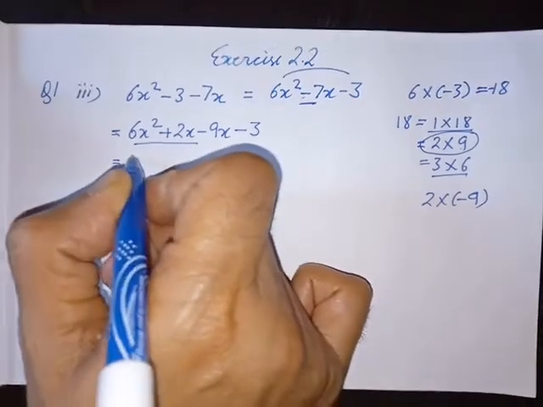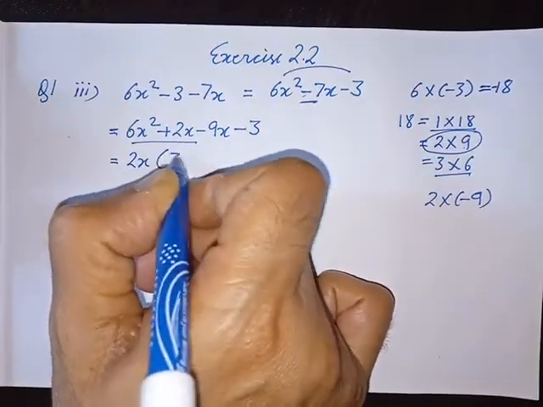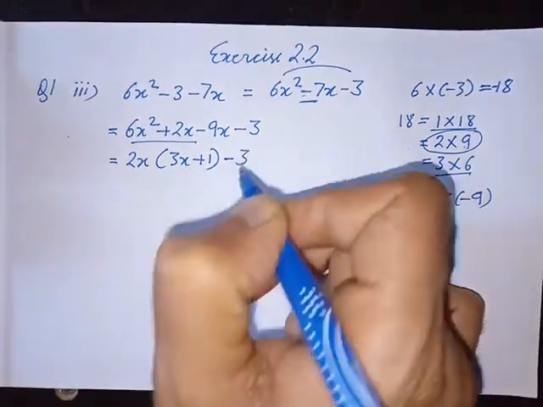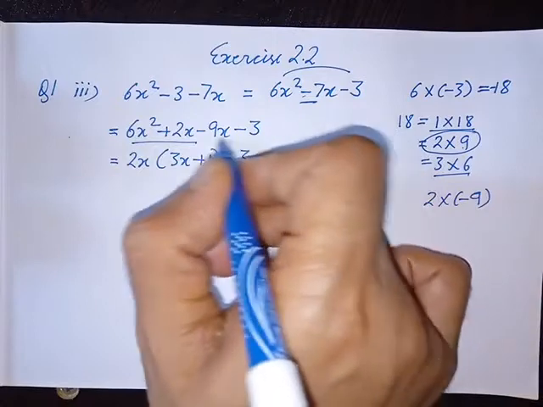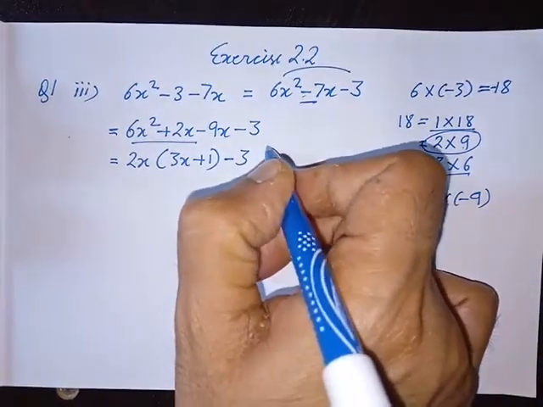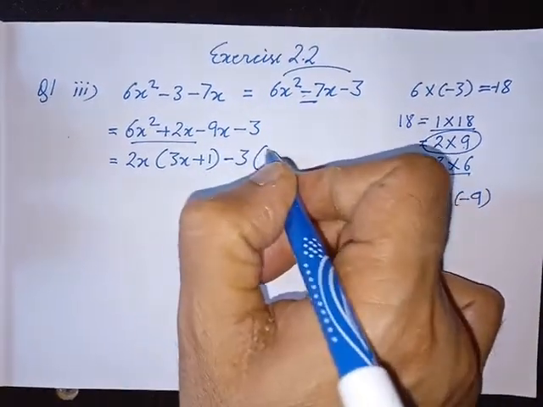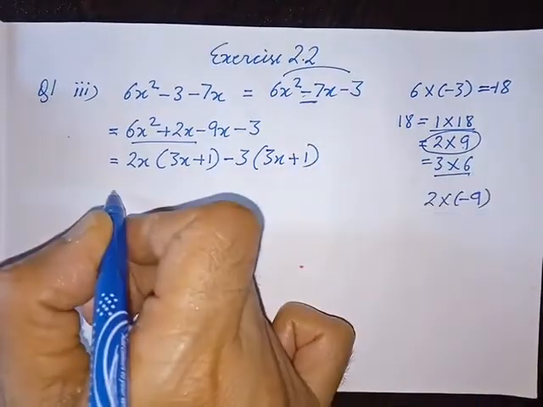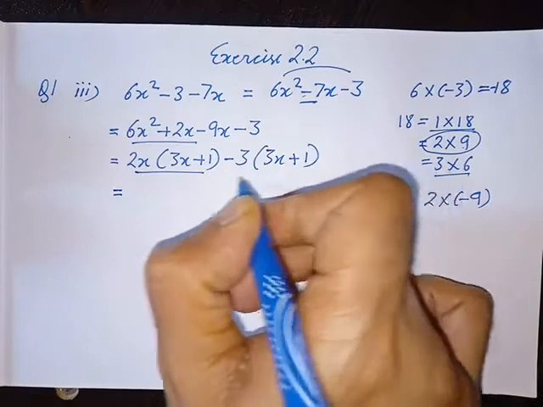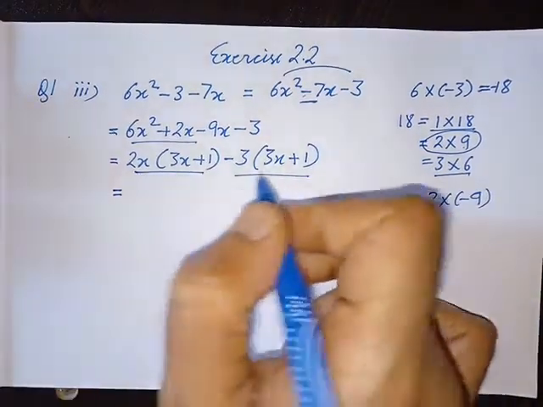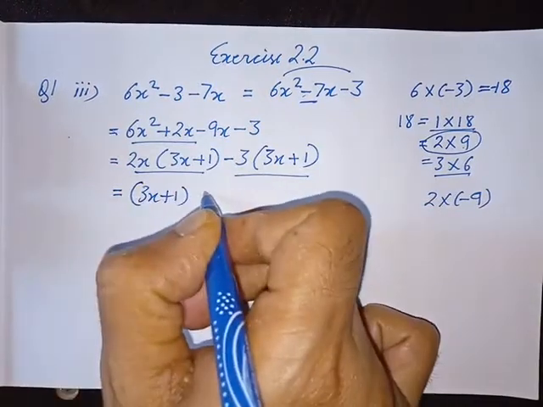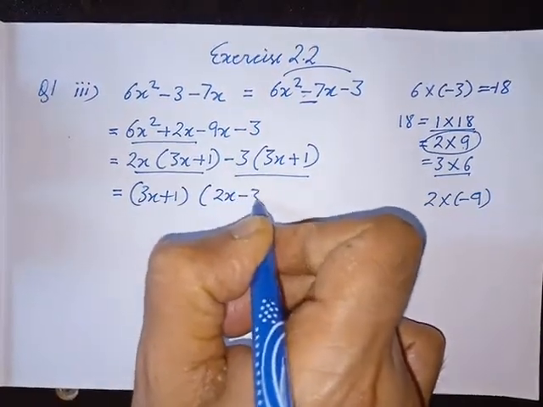Now what is common between these two? We get 3x plus 1. In the last two terms we have 3 as common, minus 3, so we get 3x minus 1. Now we have reduced it into two terms. Now in these two terms 3x plus 1 is common, so we get 2x minus 3.